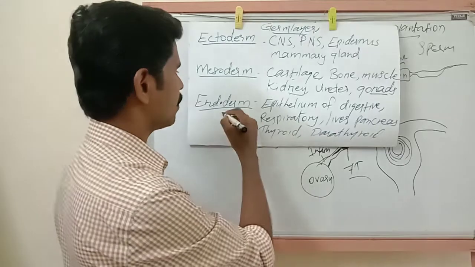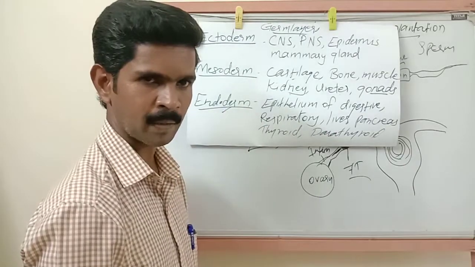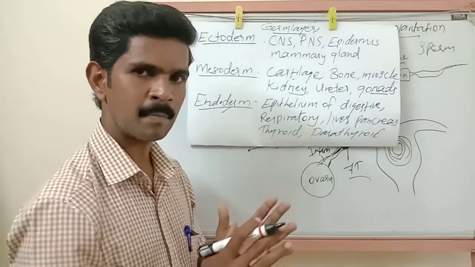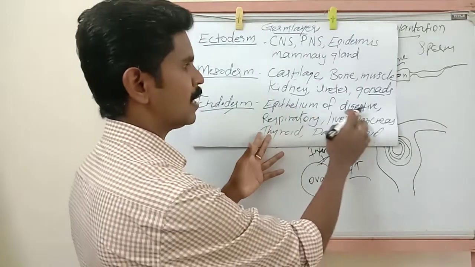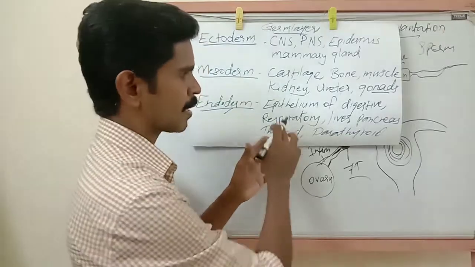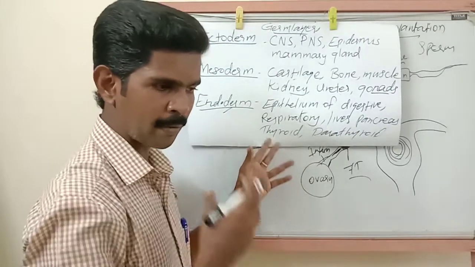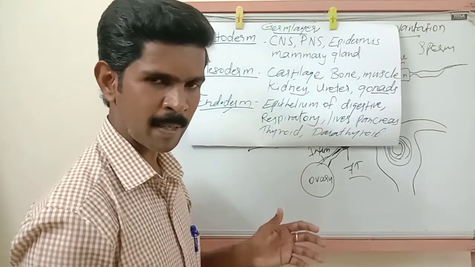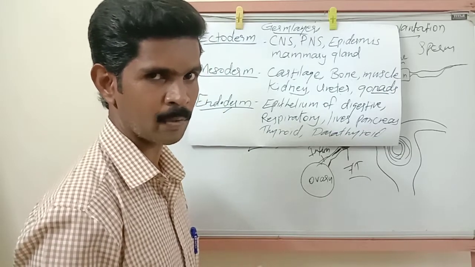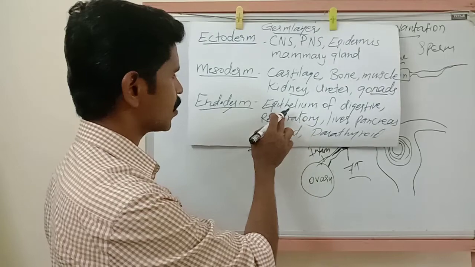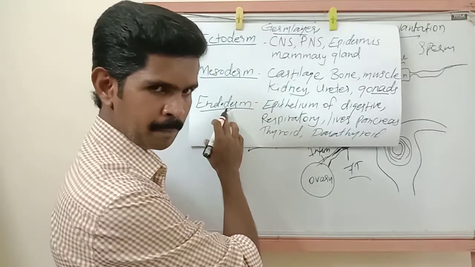And the next germ layer is called endoderm. From the endoderm some cells and organs are developed. First one, epithelium of the digestive system and respiratory system. Both our digestive system and respiratory system consist of different types of epithelial tissue. So all these epithelial tissues are developed from the endoderm.